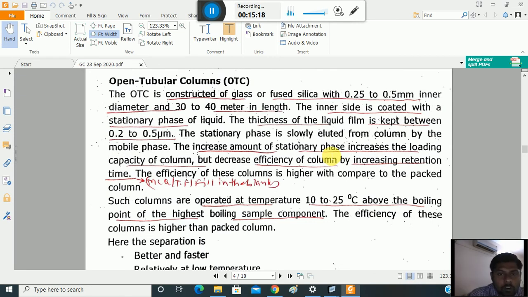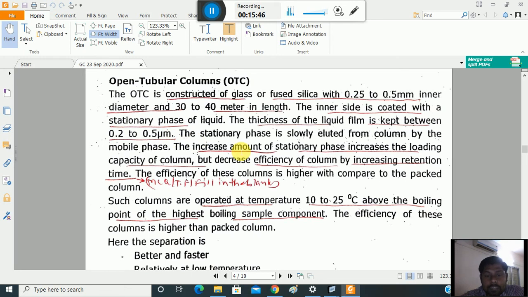Open tubular column, OTC. Open tubular column is constructed of glass or fused silica with a 0.25 to 0.5 mm inner diameter, 30 to 40 meters in length. Okay, those are important for MCQ purpose. The inner side is coated with a stationary phase of liquid. Thickness of the liquid film is kept between 0.2 to 0.5 micrometer.